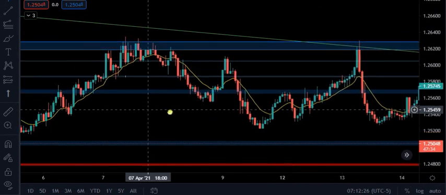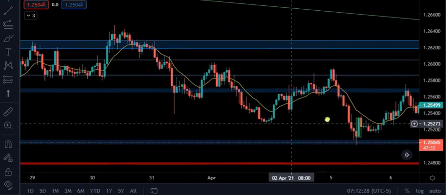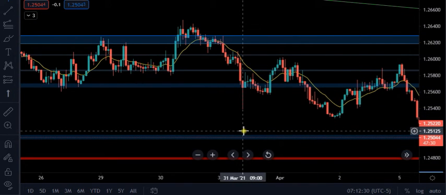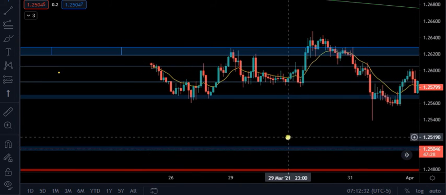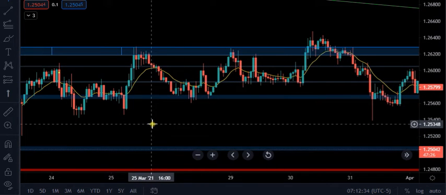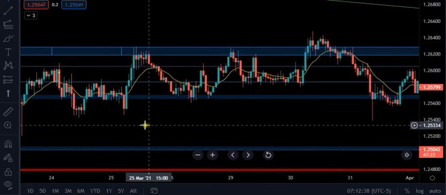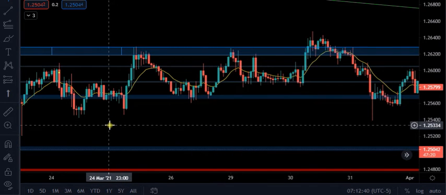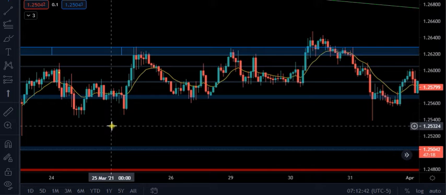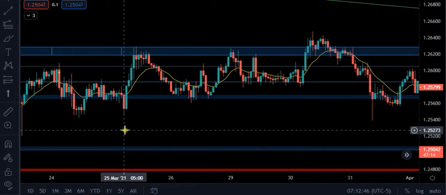I'm just going to skip ahead. I'm going to go down, and we're going to look at March. This is the 15th. March 25th. You look here at 1 o'clock in the morning, and look at it. It goes down until 5 in the morning.